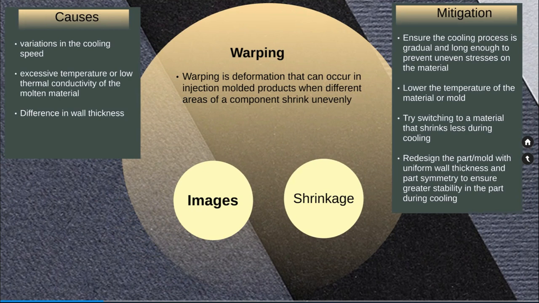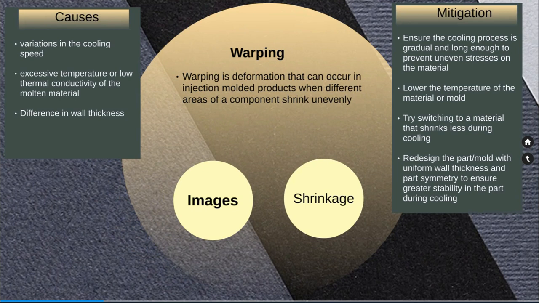What mitigations can we implement to reduce warping? First, ensure the cooling process is gradual and long enough to prevent uneven stress on the material. Second is to lower the temperature of the material or mold. Third is to try switching to a material that shrinks less during cooling. Some materials tend to shrink more, so there is more risk of having a difference in shrinkage within the part.